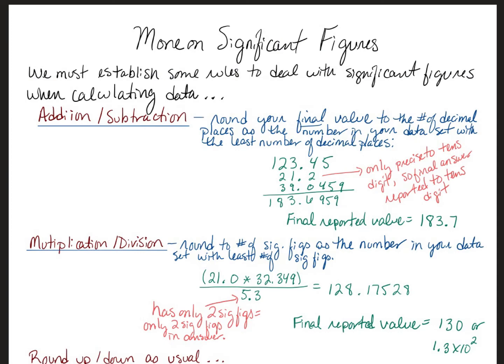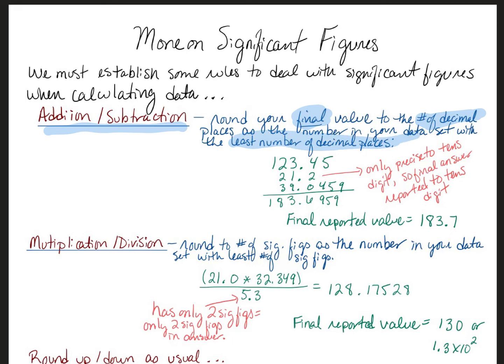Okay. So now we're going to talk about how to use significant figures when it comes to calculating things, because that's really important. Okay, so let's establish some rules for that. First, we're going to start with addition and subtraction. This is honestly the more tricky version to see, but we're going to round our final value, so we add things together and then do this rounding, to the number of decimal places of the one in your data set with the least number of decimal places represented.